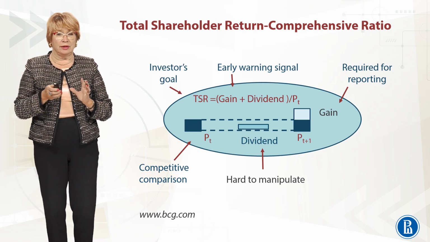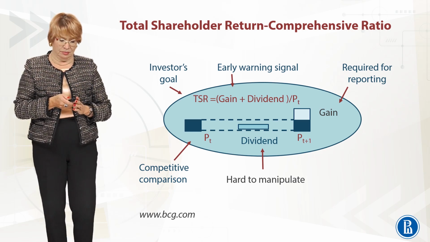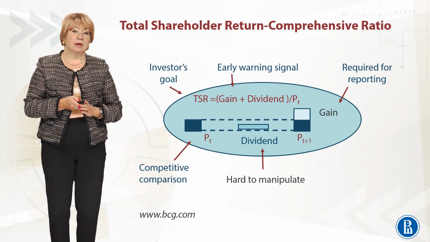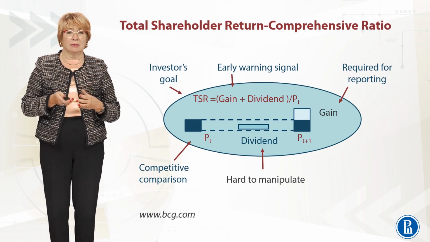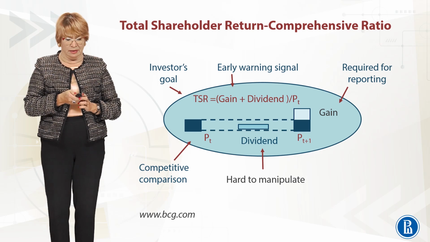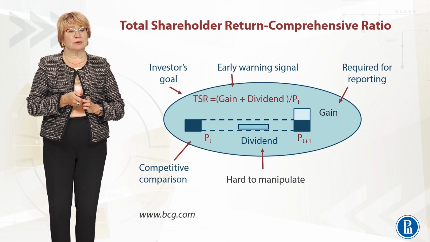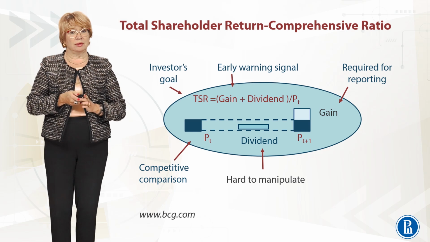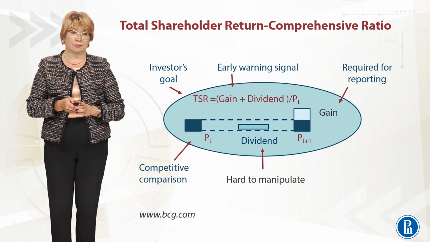So all the variables which are included in the computation of TSR are easily observable and really very comparable. And that's why the BCG group, of course, considers TSR a very comprehensive ratio.